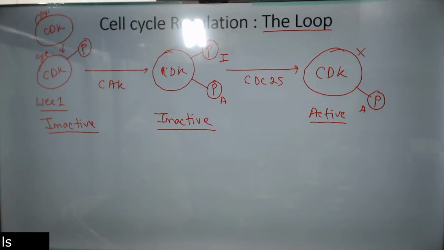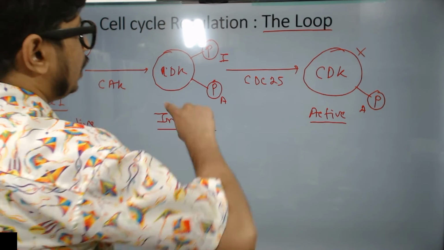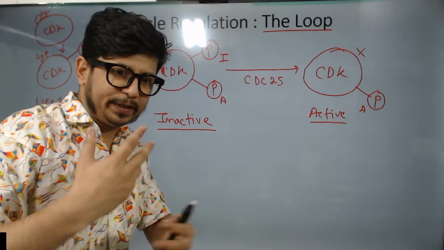Now what else we need to understand in this very easy to understand sequence of events is the role of the feedback loop. Now what is the feedback loop?